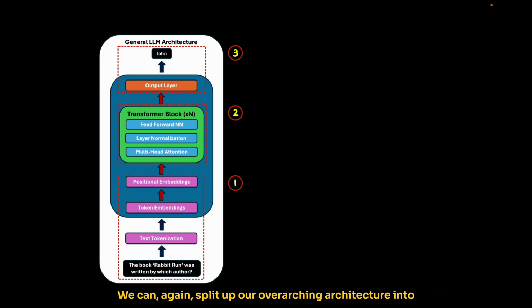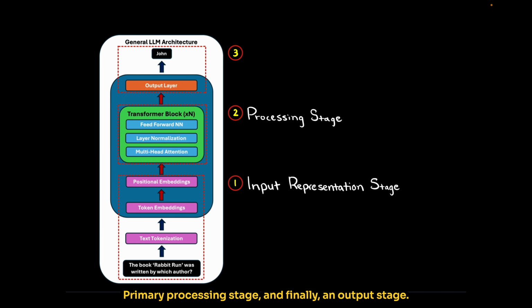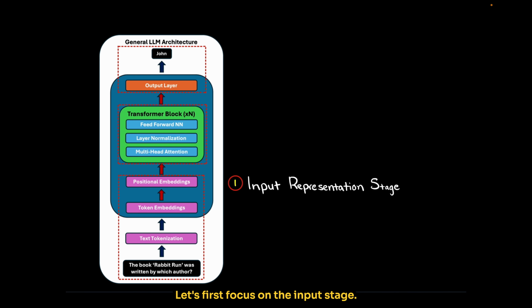We can again split up our overarching architecture into three primary components: an input representation stage, primary processing stage, and finally an output stage. Let's first focus on the input stage. Please note that in this video I'll use words in place of tokens to make explanations easier to understand, but rest assured we will go through tokenization in complete detail on the next video in this series.